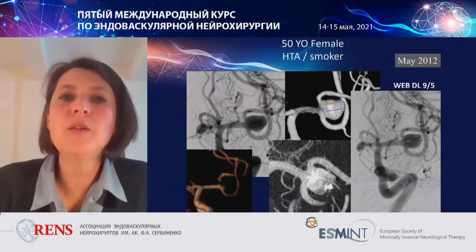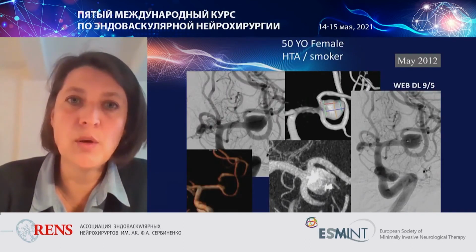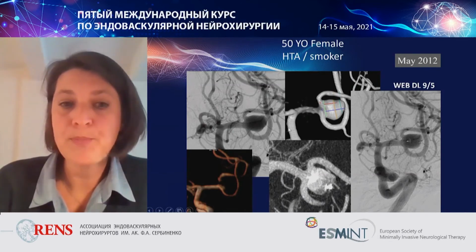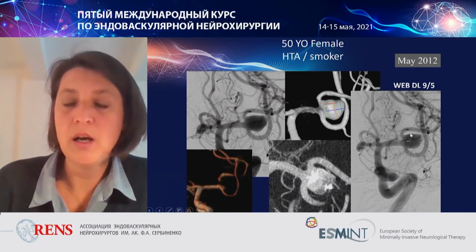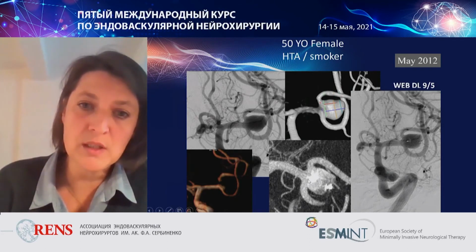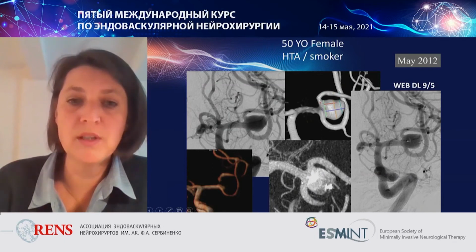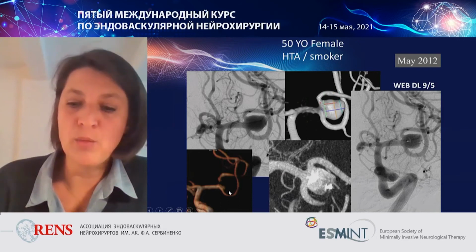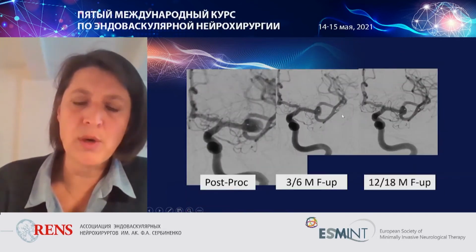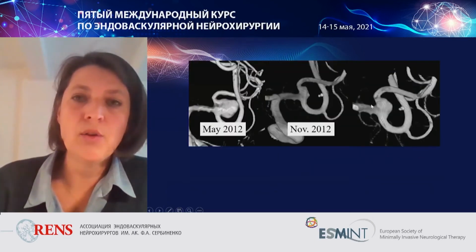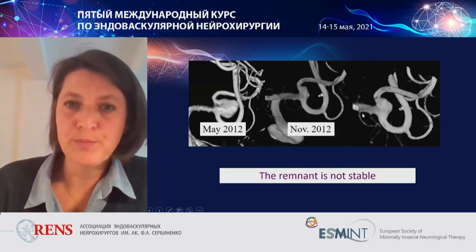The second case was this MCA aneurysm in a 50-year-old female with this large neck. We put a 9x5 dual layer, and as you can see on this vaso-CT, it seems to be in a good position without any bulging, without any kind of remnant. This is day 1 MRI. But this is 3 months follow-up, and this is 18 months follow-up. And as you can see, the remnant is not very stable.